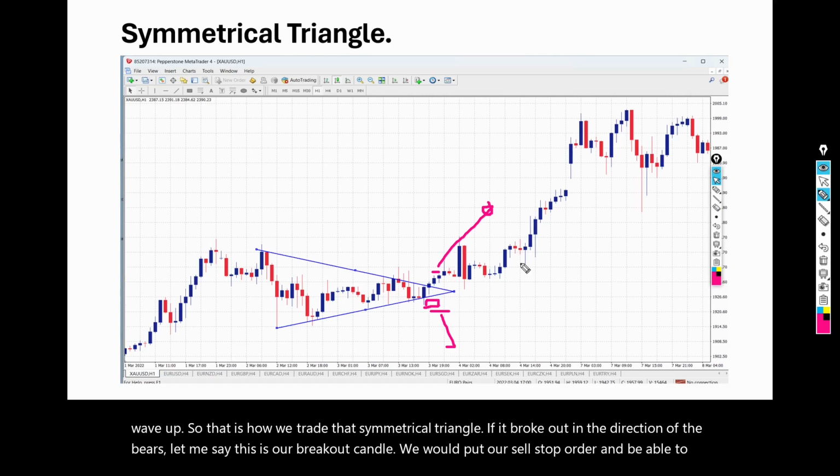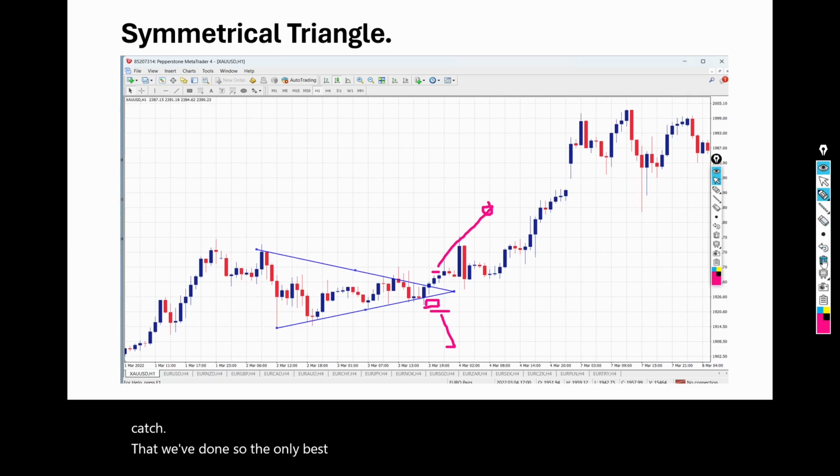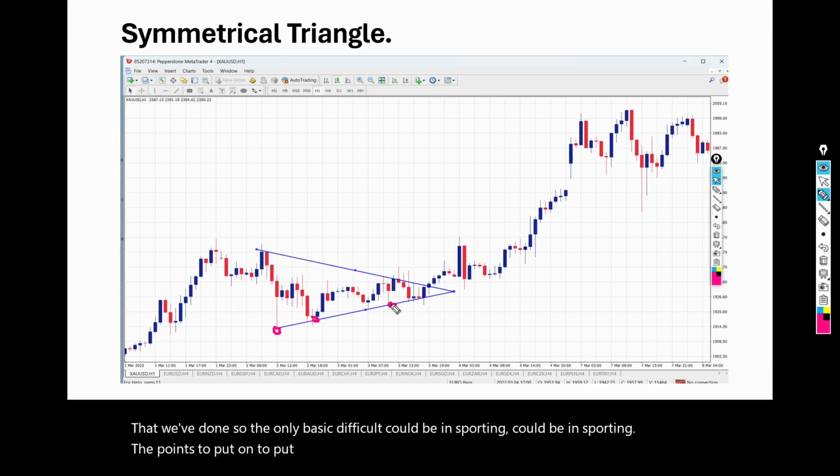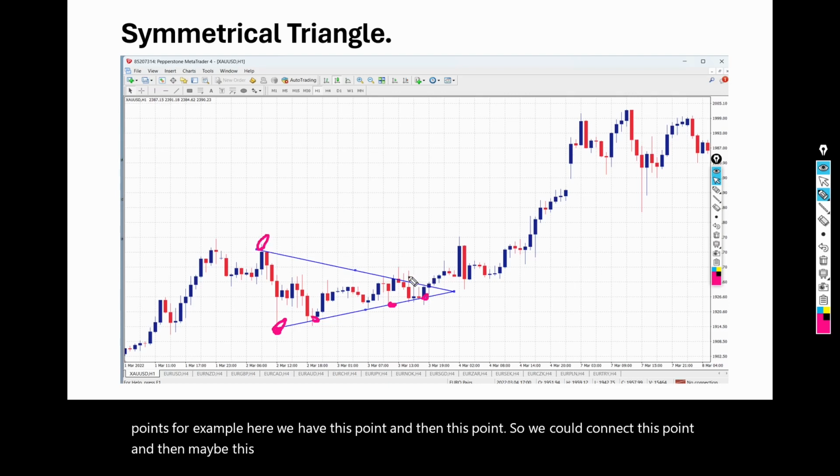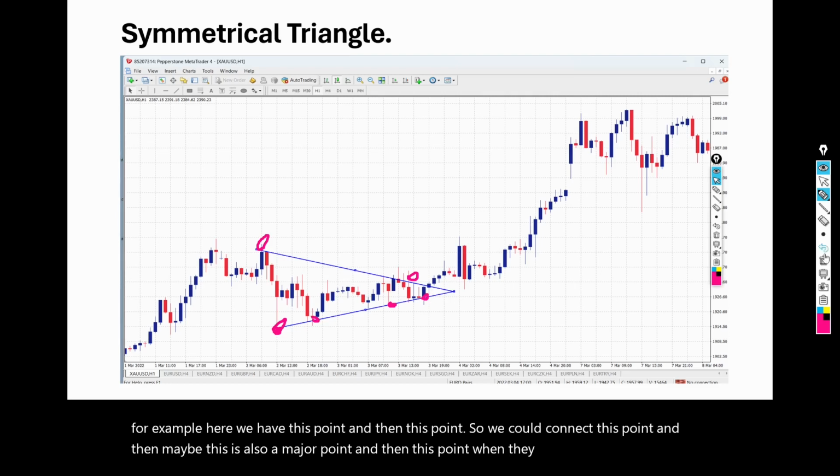So the only difficulty could be in spotting the points to put on our trend line. So if you can connect two major points, for example, here we have this point and then this point, so we could connect this point, and then maybe this is also a major point, and then this point. When they converge, we just wait for a breakout.